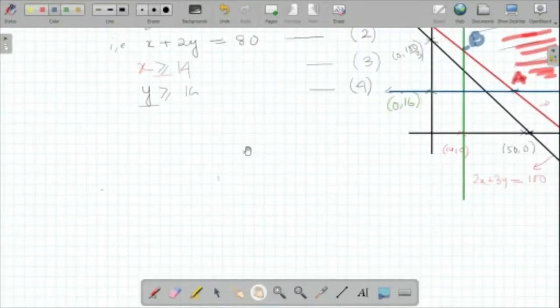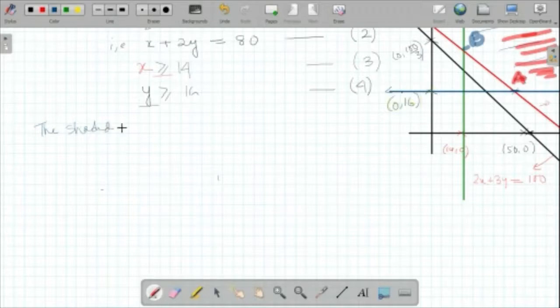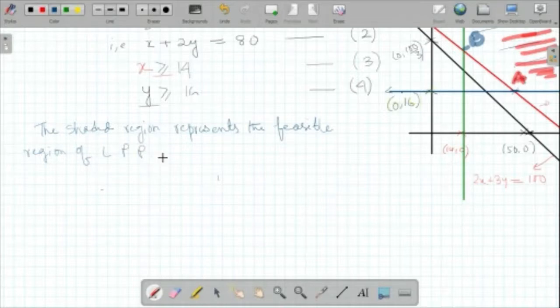A and the B. Okay, and you can write down the shaded region represents the feasible region of LPP, right?